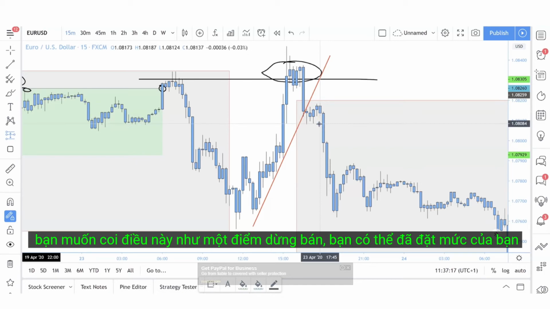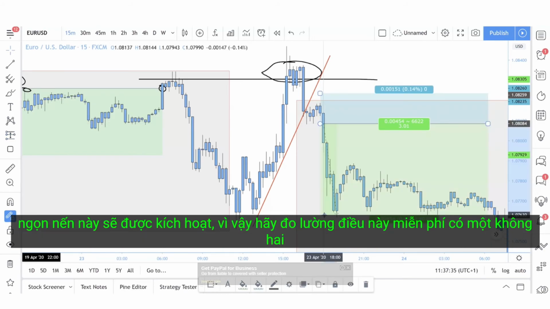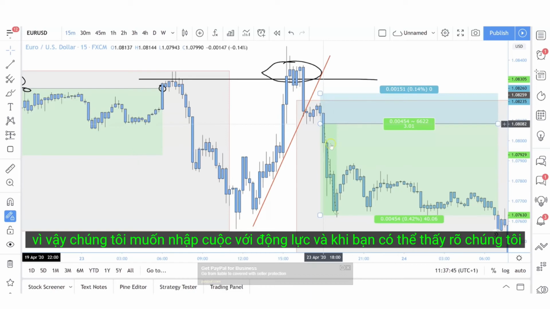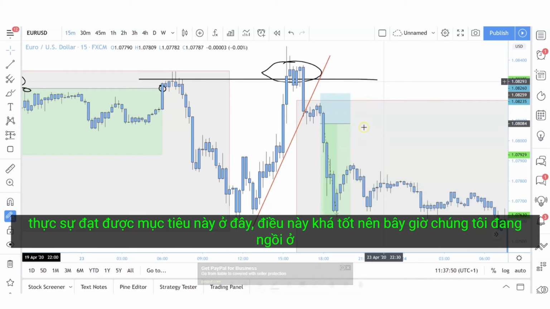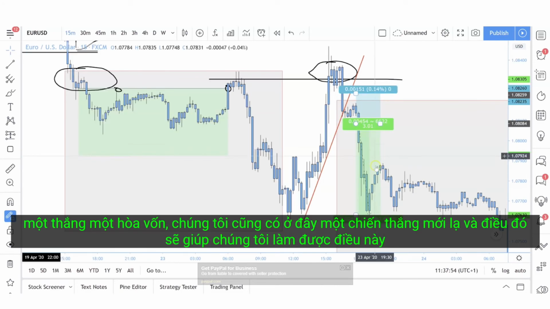So let's measure this up for a 1 to 3 risk to reward ratio trade, and let's see what the results are here. So we have the double top that we're not taking, the break of structure, the lower high, sell stop entry, so we want to enter with momentum, and then as you can clearly see, we actually hit this target over here, which is pretty good. So now we're sitting at 1 win, 1 break even. We also have here another win, and that will do us for this session.